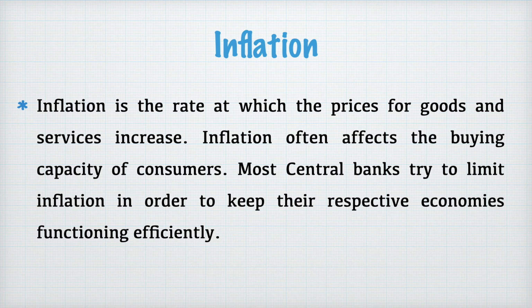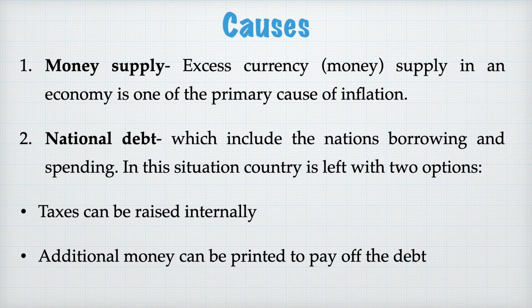Now if prices have risen and there's nobody to purchase, or people are not able to afford commodities, there's no point in even producing them, correct? So what does the RBI do? It tries to limit inflation. Now let's look at the causes. What causes inflation? There are four main causes.